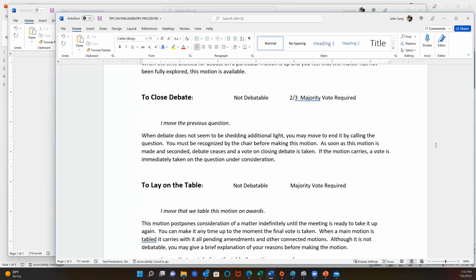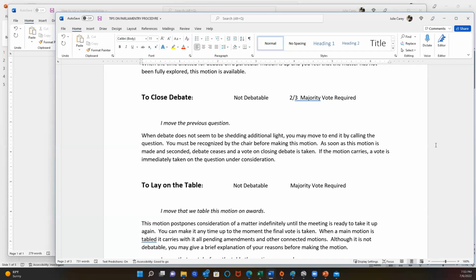As soon as this motion is made and seconded, debate ceases and a vote on closing debate is taken. If the motion carries, a vote is immediately taken on the question under consideration. So that's why Robert says it's a 2/3 majority, because you're not allowing anyone to say anything more on this particular topic. And so that's why closing debate requires a 2/3 majority.